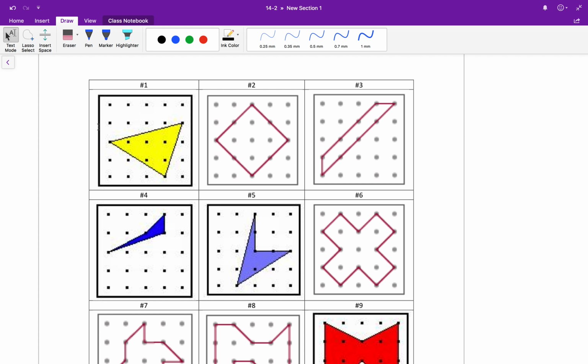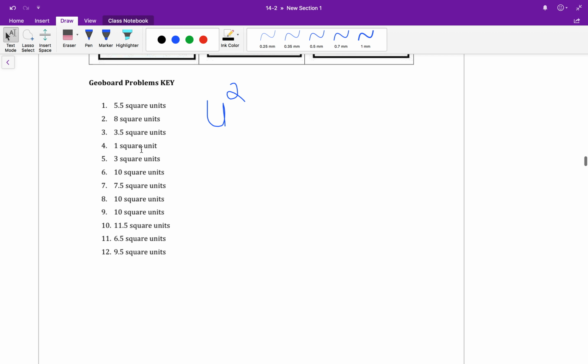So now we're going to look at area of shapes that we wouldn't use formulas for. These are called geoboards or dot plots or dot paper. A couple things before we get started. One, I have the answers written right here, so you can check them. I'm not going to work every single one of these out.